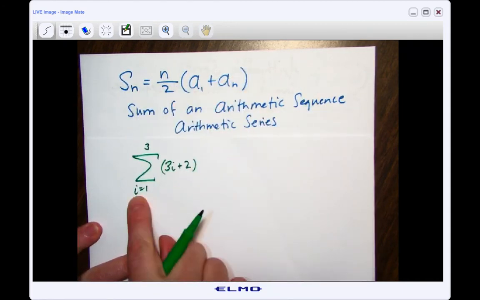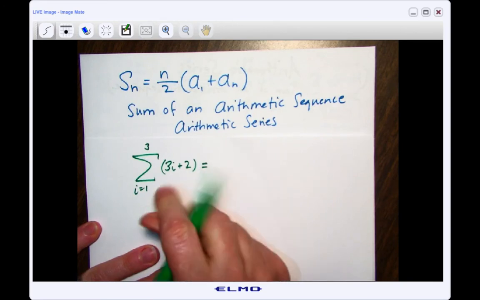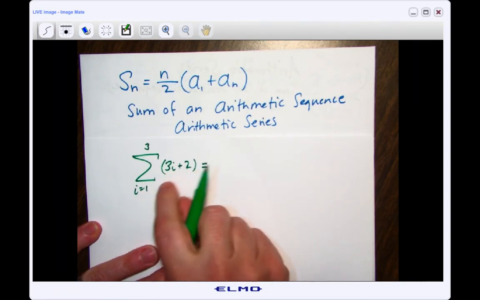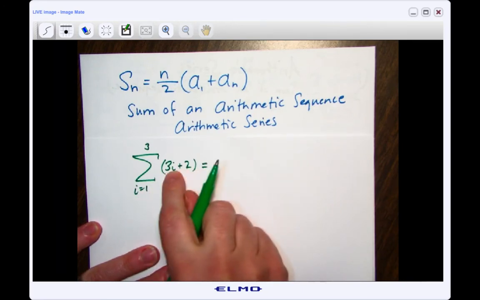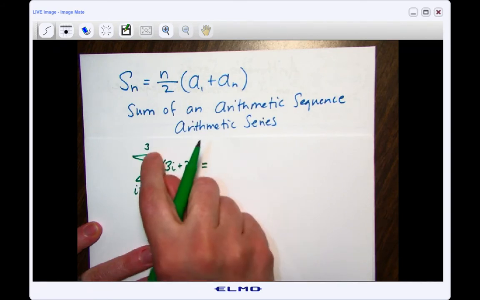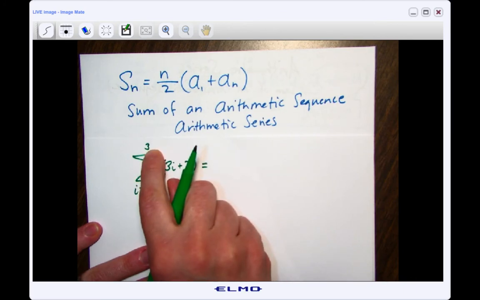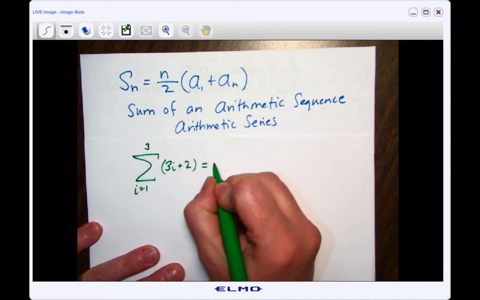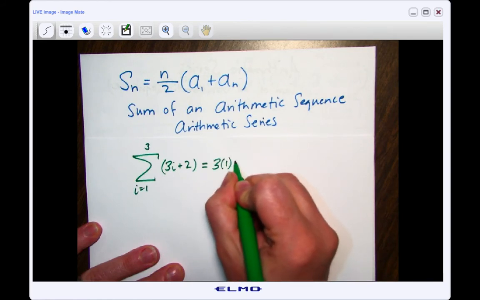But let's just take a look at it before we jump into this formula. Let's just remind ourselves what this means. This means take this formula and plug a 1 in, a 2 in, a 3 in. So you're plugging this term number in all the way up to whatever this term number is. And we happen to be using a 3 to keep it kind of small for our example.